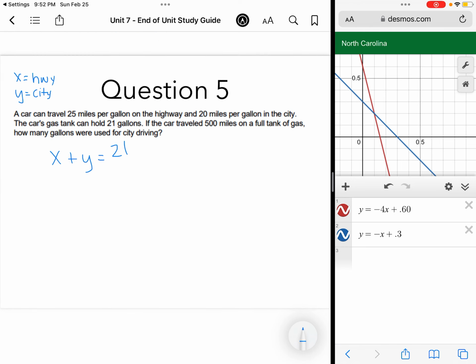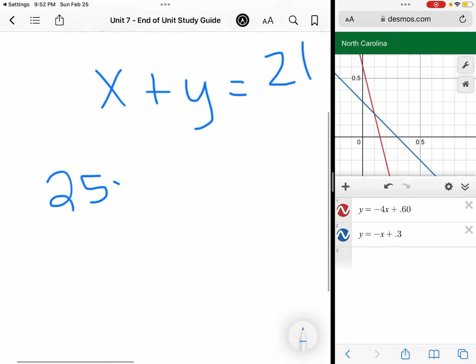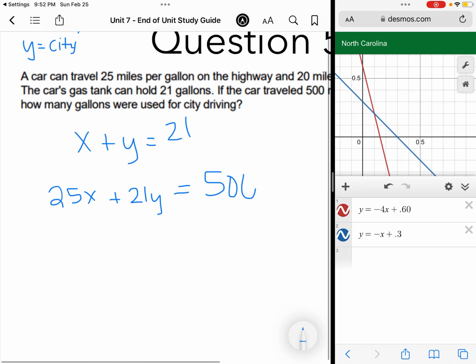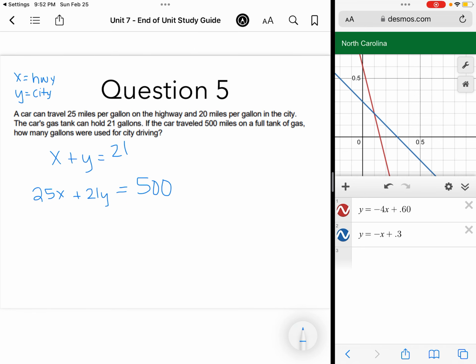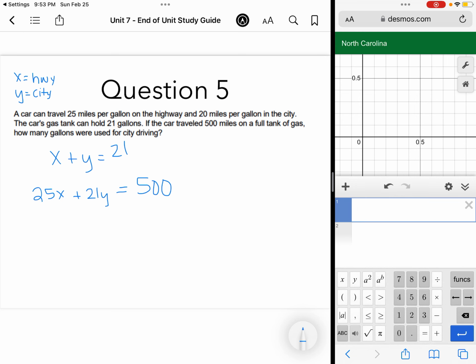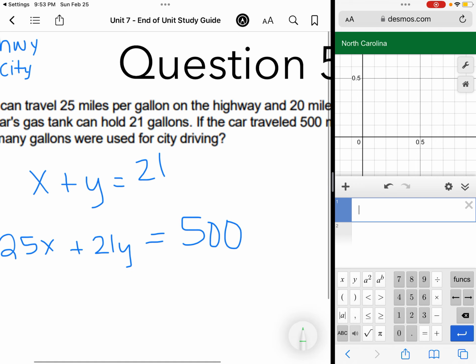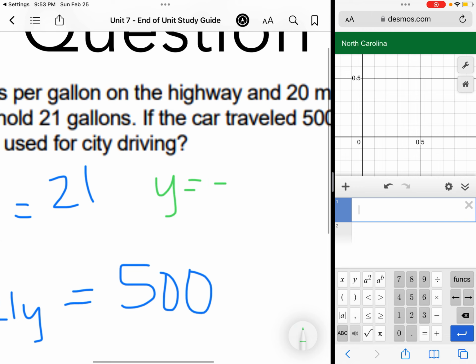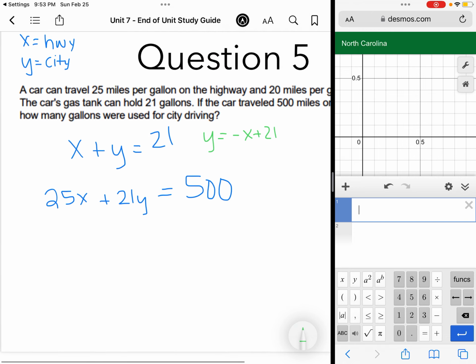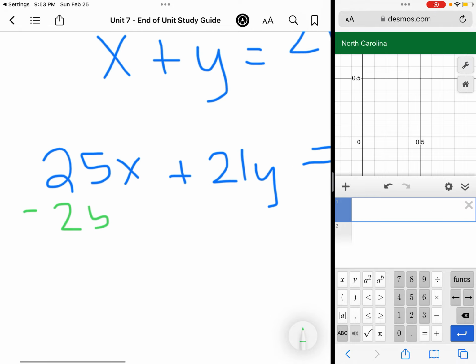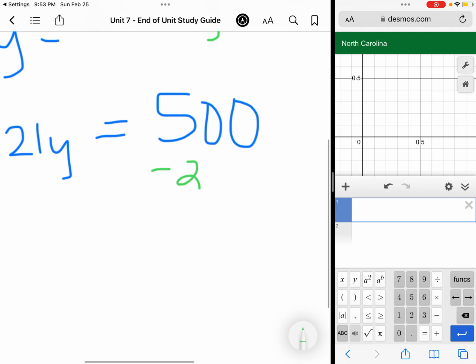And then I know that 25x plus 21y equals 500. Must be like a really big van or something. All right, so now let's see what it pops out. Oh wait, these are not in y-intercept form. It's not going to work. So we've got, goodness gracious sakes alive, y equals negative x plus 21. And we've got minus 25x, minus 25x.